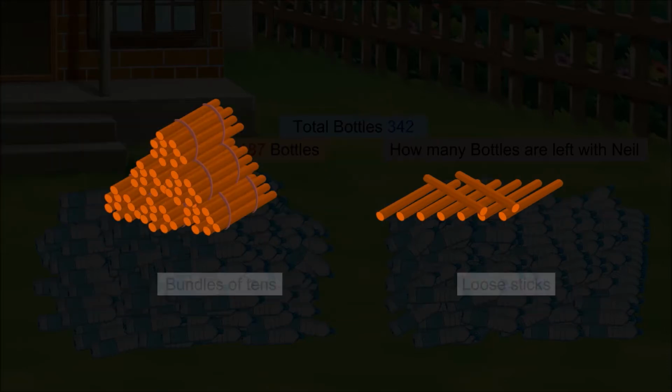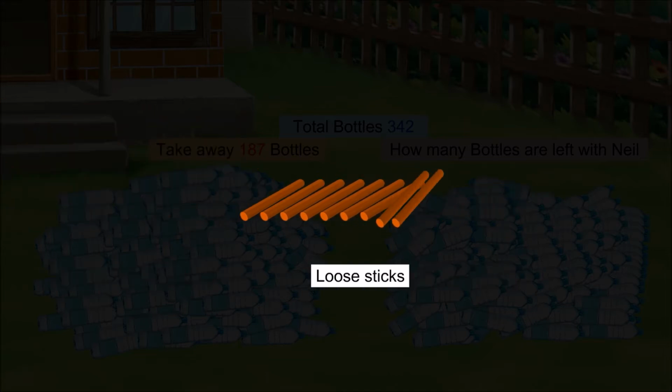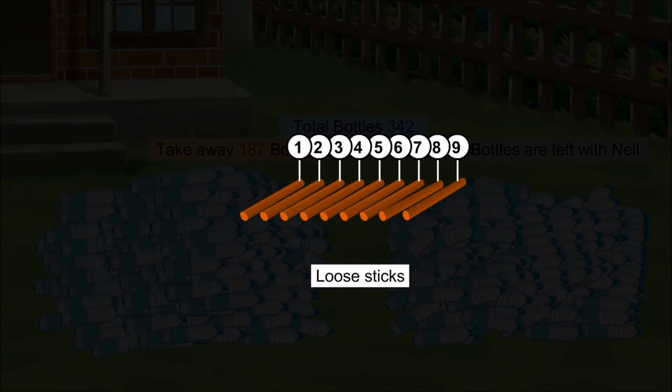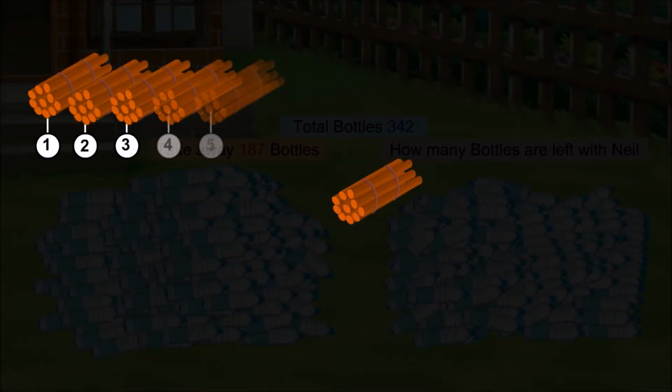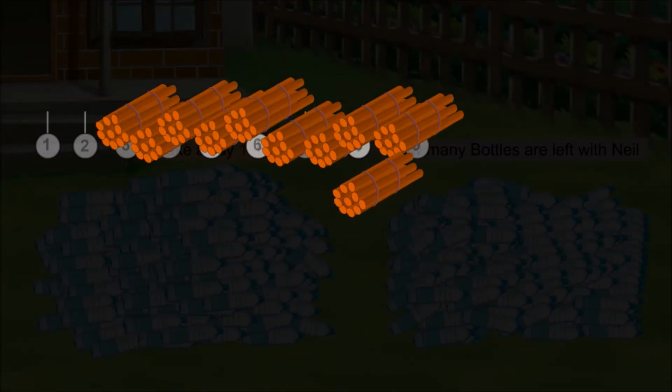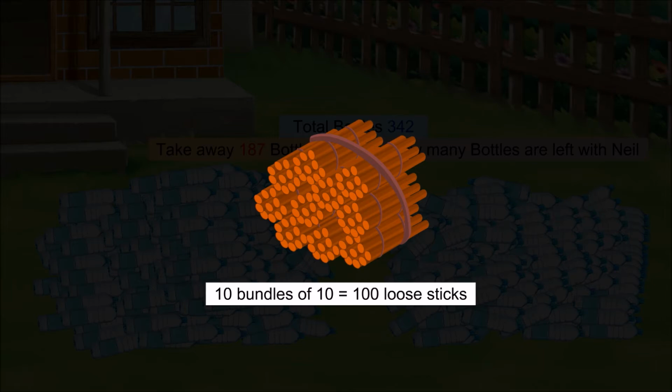You remember these bundles of tens and loose sticks, which you must have seen in grade 2 animations. You know up to 9 loose sticks, we can't make a bundle. To make a bundle of 10, we include 1 loose stick in 9 loose sticks. We get a bundle of 10. If we have 10 such bundles, we combine the bundles and get one bigger bundle of 100. That is, 10 bundles of 10 are equal to 100 loose sticks.